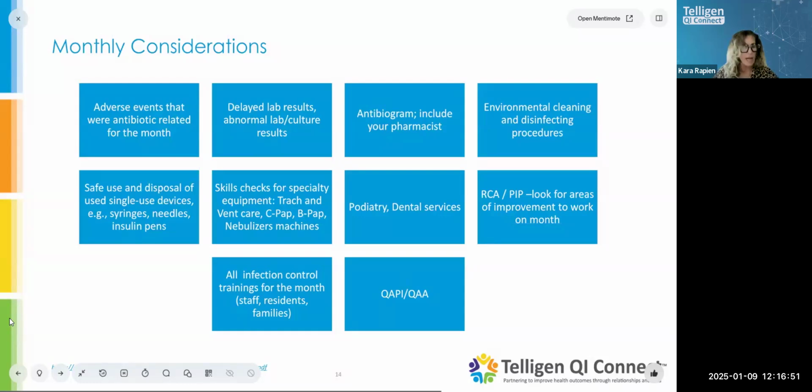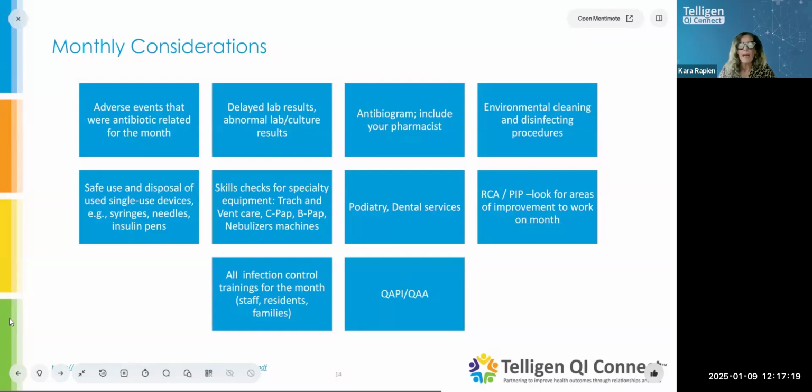Consider doing skills checks for some of your specialty equipment that you may not look at on a regular basis. Like if you have vents or you take trachs, let's take a look at some of that and do some skills checks. What about your CPAPs? How often do you do skill checks for those? Looking for proper preparation and the use of it, and then the cleaning of the CPAP machines and even your nebulizers that are being used.